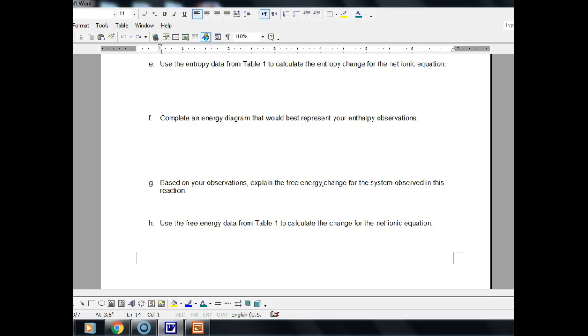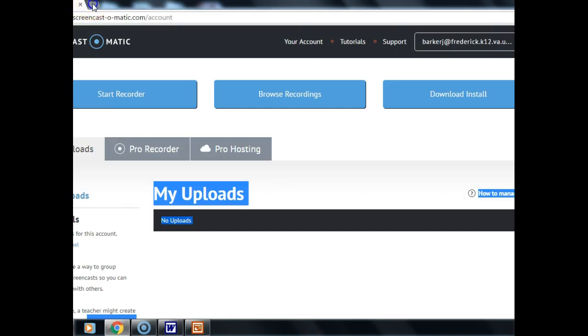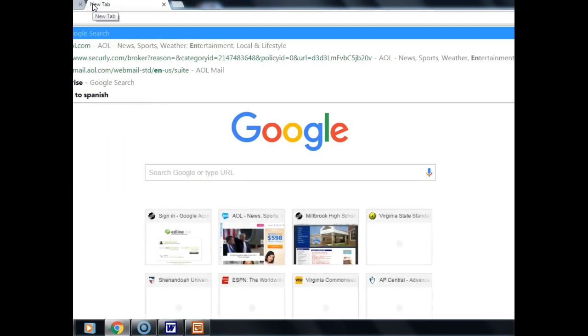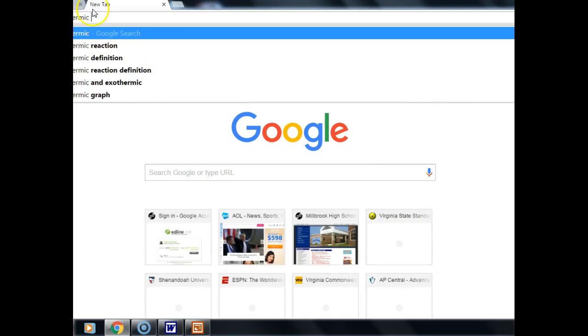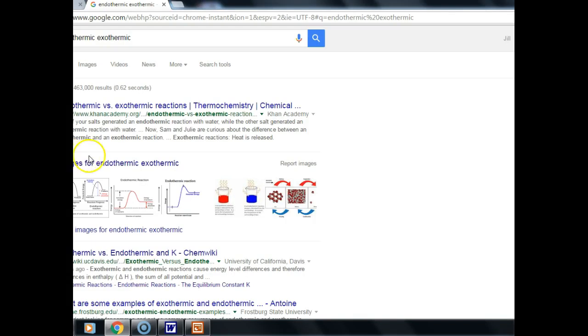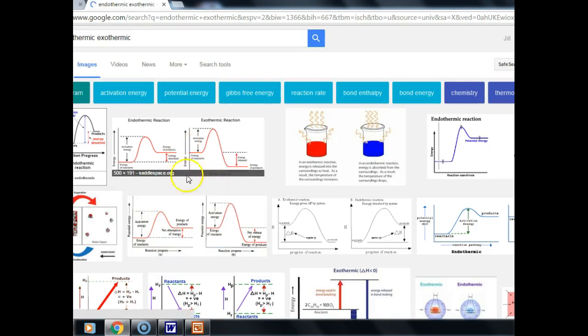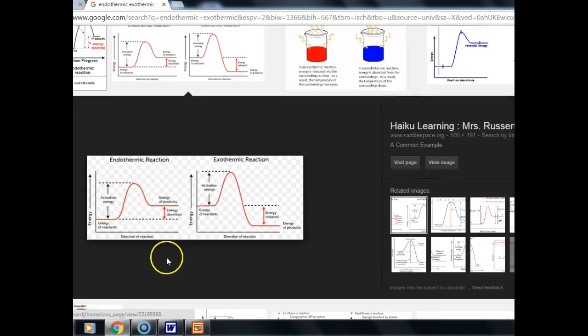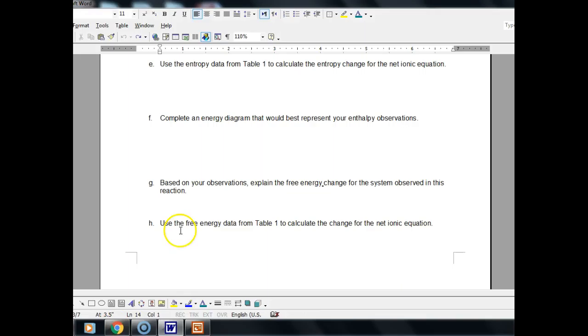The energy diagrams I'm talking about are the endothermic and exothermic graphs. I did not pull one of those up for you guys, so let me show you what I'm talking about. Okay, so this is representative of an endothermic graph because the product's energy was higher than the reactant's energy. In an exothermic graph, the product's energy is less.